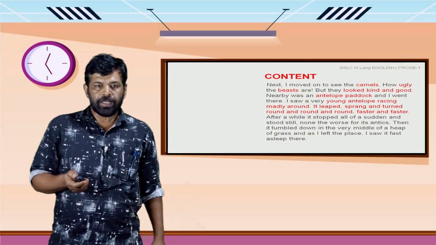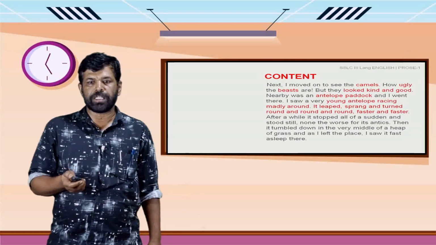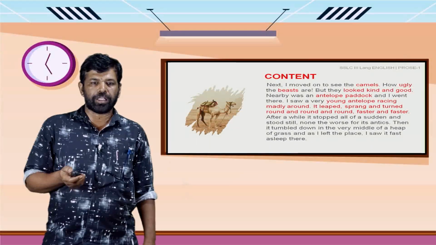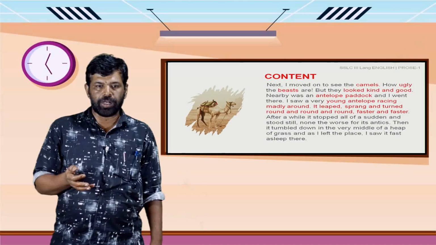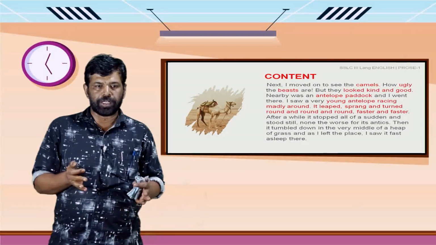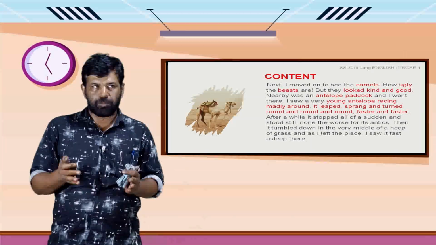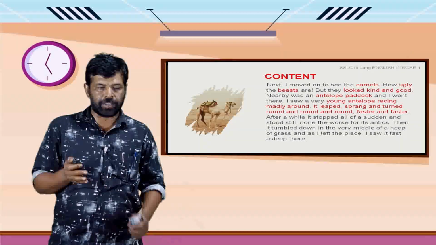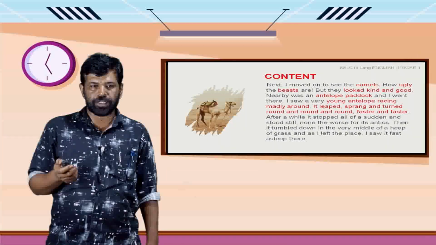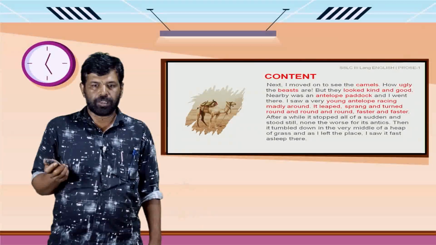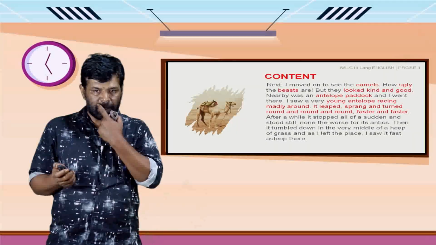And next I moved on to see the camels. How ugly the beasts are. They look very abnormal. They have a big hump on their back. Camels are also known as the ship of the desert, but they looked kind and good. The ones Gopi saw in the zoo were very kind and good enough.